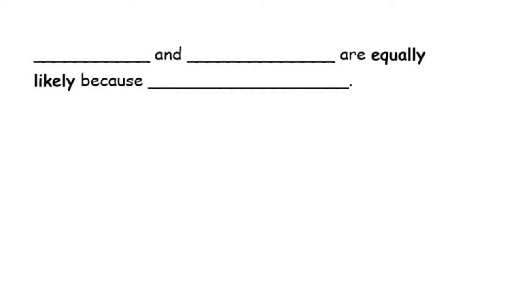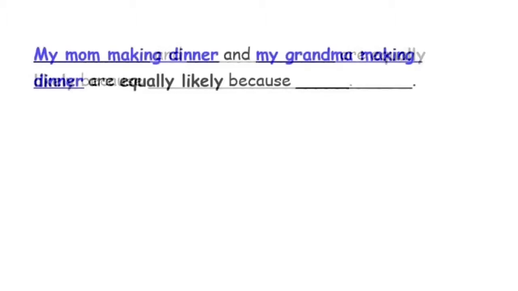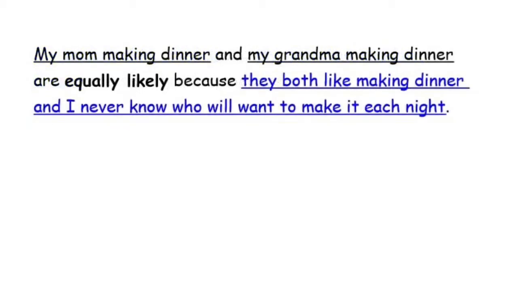Now this sentence is just like your work today. It says, blank and blank are equally likely because. So you'll need to think of two things that are equally likely. My example says, my mom making dinner and my grandma making dinner are equally likely because they both like making dinner and I never know who will make it each night.